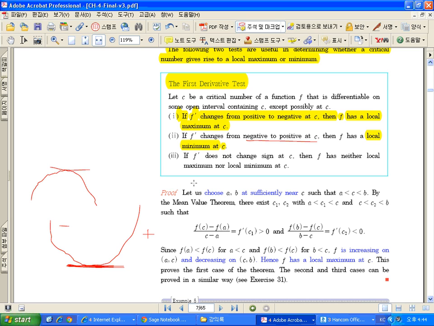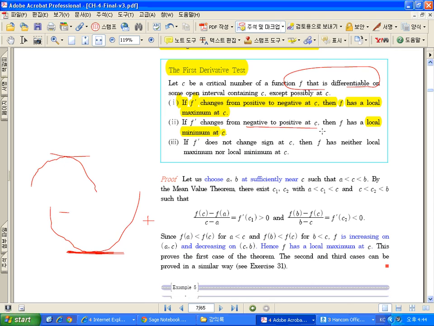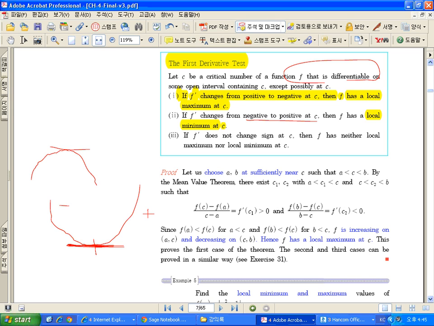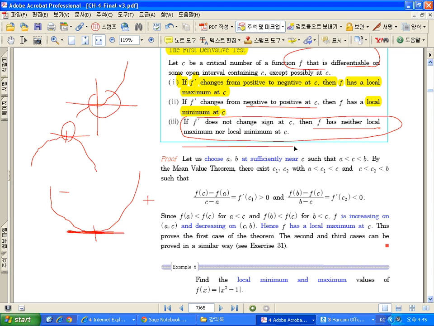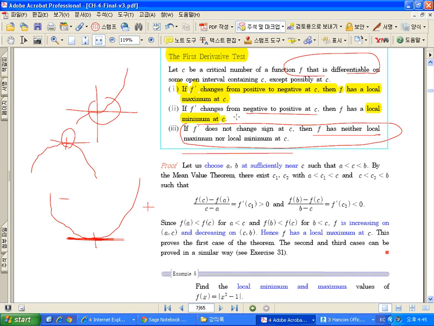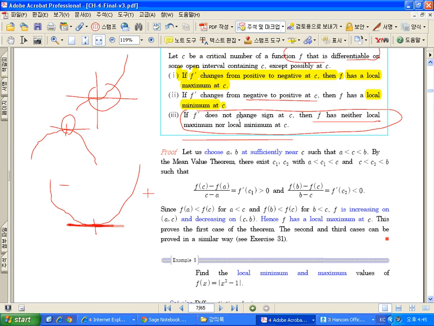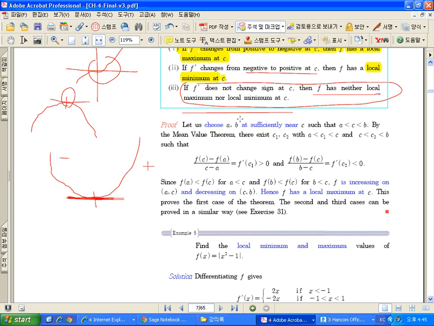So this graph shows what this first derivative test says when f is differentiable. Then we can tell at this critical point, this function has a local maximum or minimum when the sign changes. But if the sign does not change at the critical point, like this, where the signs are all positive, even at this critical point, when f of x is equal to x cubed, then f has neither local maximum nor local minimum. So these are the conclusions that you can draw from the changes of the sign of the derivative.